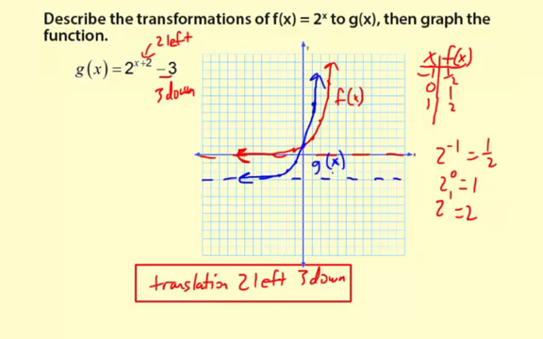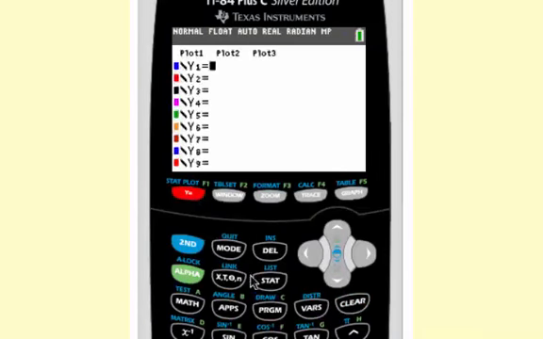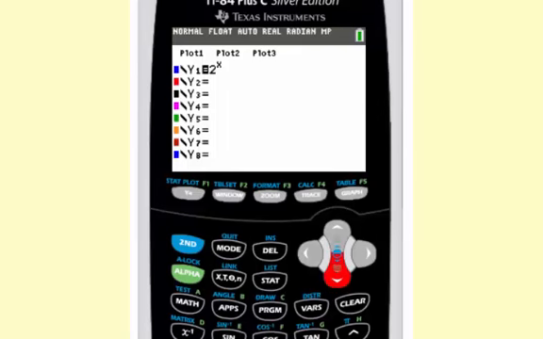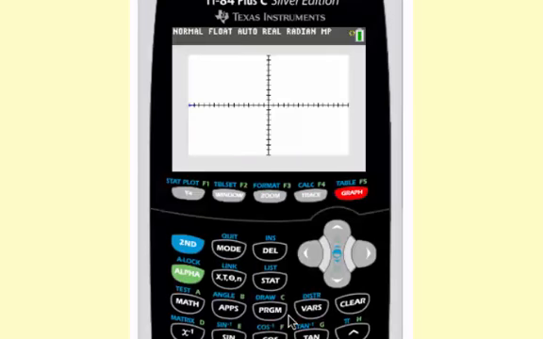Now what I'm going to do is I'm going to plot both of these on a calculator just to make sure I got them correct. So I'm going to y equals, and then 2 to the x power. It's my first function, and that's going to be 2 to the x plus 2, then minus 3. Yeah, let's graph that.